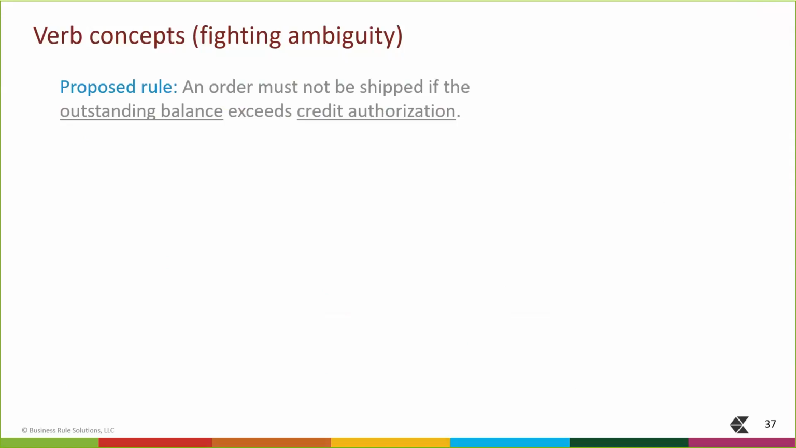You read it with me. An order must not be shipped if the outstanding balance exceeds credit authorization. The first time you look at that sentence, you may think, well, that's pretty clear. But if you start poking around at it, like we data analysts and business analysts tend to do, right off you're going to discover that the meaning is actually quite murky. Something seems to be missing or hidden from view. So you need to be asking some questions.